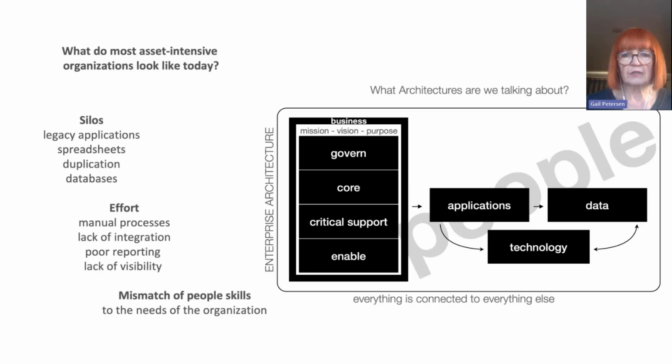And what we have here, what architectures are we talking about? If you look under the business architecture, we've got mission, vision, and purpose. What we know is the purpose of our organization and the values are going to stay the same. Our mission and vision may have to change with the changing times. And we have to have that 360 awareness to understand what's happening and how we respond. Because we know that everything is connected to everything else. Next slide.